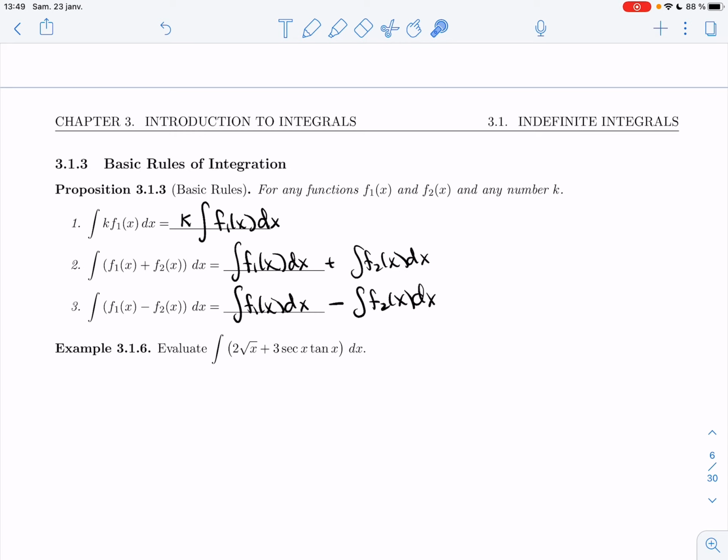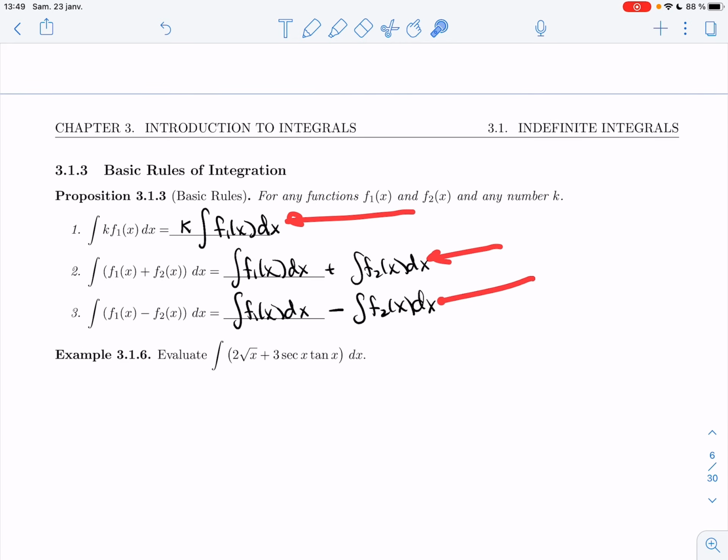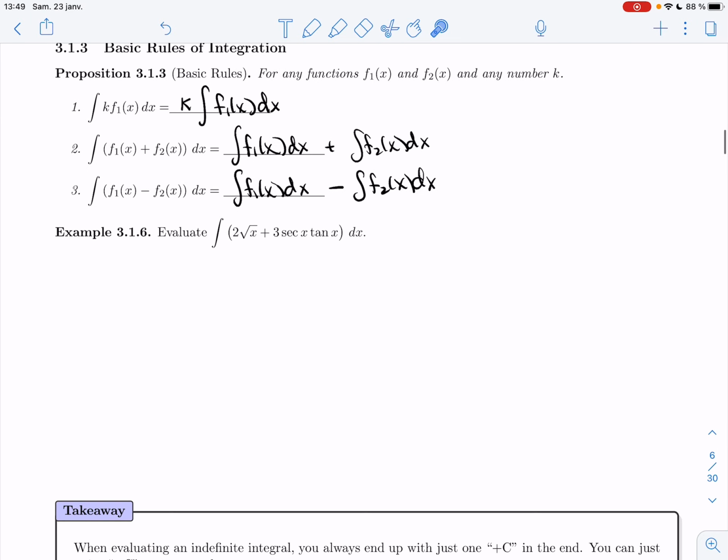Notice that all of these rules are very familiar because they're very close to what we had for derivatives. That's where they come from. So that's how we'll prove them. We'll prove only two in a second. But first, let's try an example.